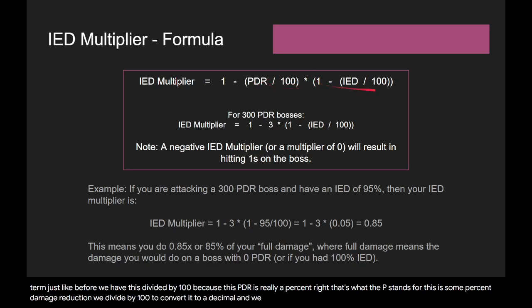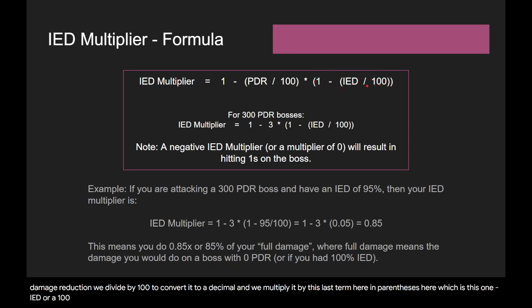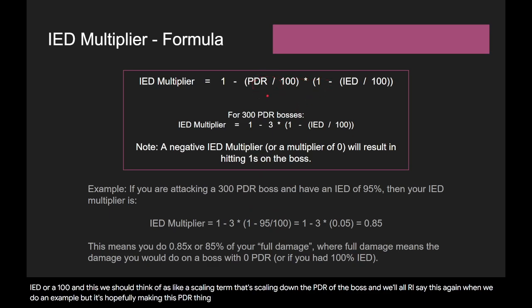And we multiply by this last term here in parentheses, which is this 1 minus IED over 100. And this we should think of as like a scaling term that's scaling down the PDR of the boss. And I'll re-say this again when we do an example, but it's hopefully making this PDR thing very small, so that way we're doing as close to 100% or 1 times our full damage as we can.